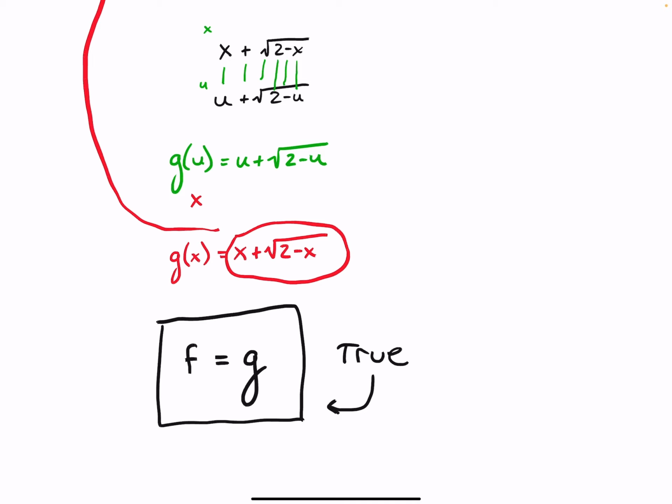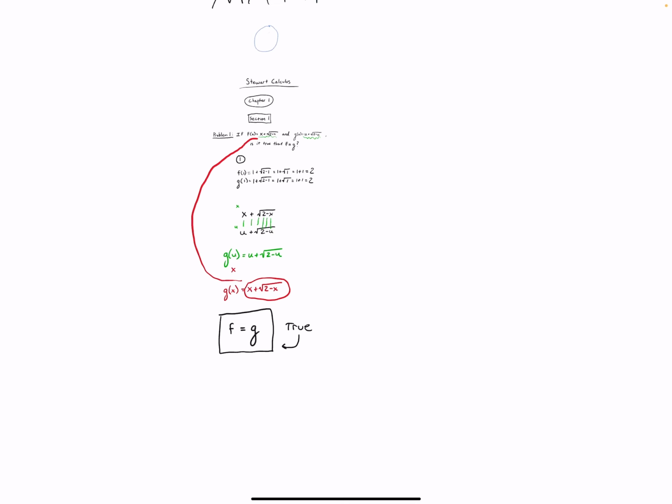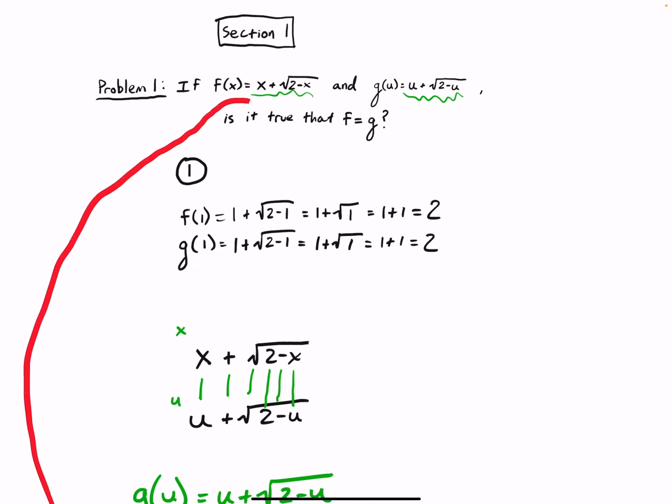Now, just as a very quick disclaimer, or at least something that I want to reiterate. At the beginning, when I talked about plugging in 1, we got the same answer. We did get 2 for both of these functions. However, that alone does not prove that the functions are identical. All it shows is that they share at least 1 point, at 1. I just want to make sure that that's clear.